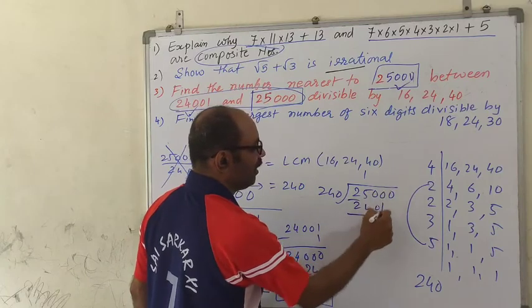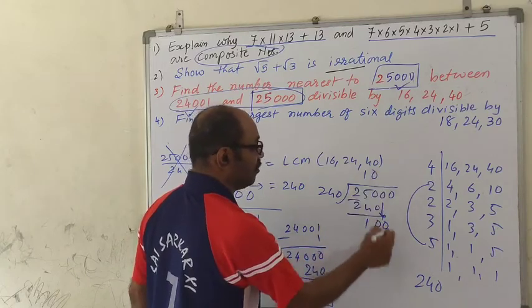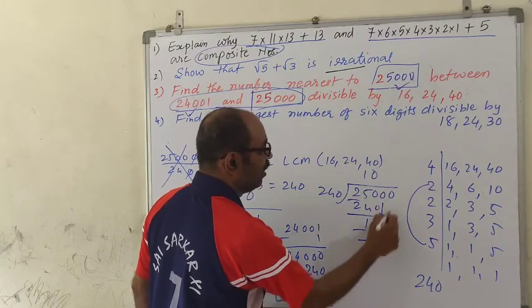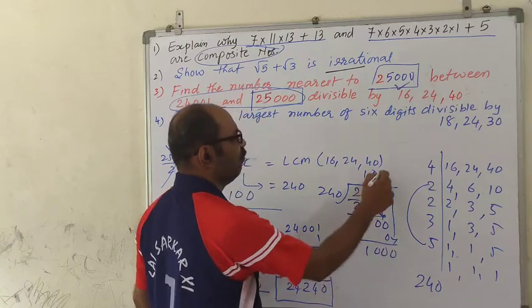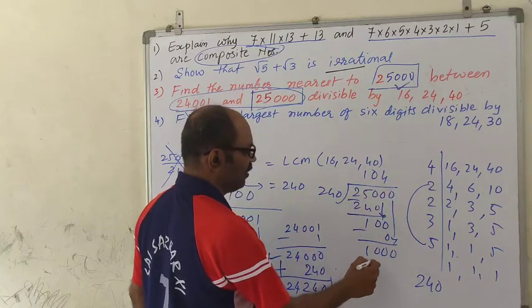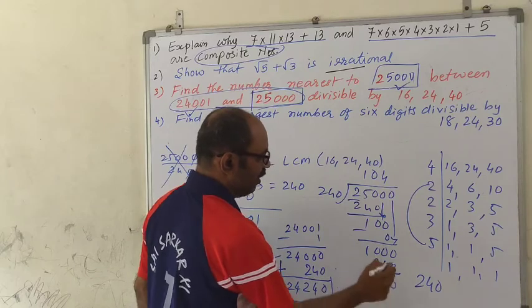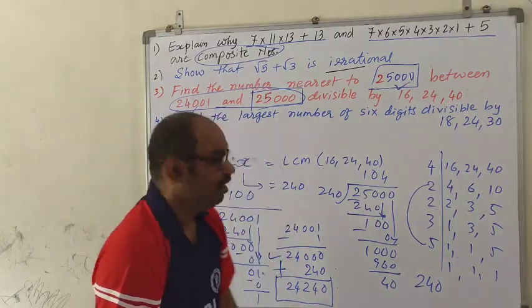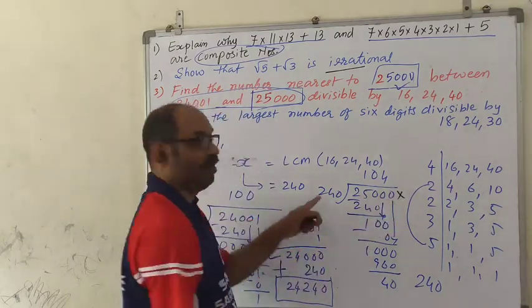Subtract, 0, 1. Bring down the next digit 0. It does not go, so zero times is 0, or 100. Next digit. And 4 times 240 is 960. So 40 remains. 40 remains. So this number is not a multiple of 240.